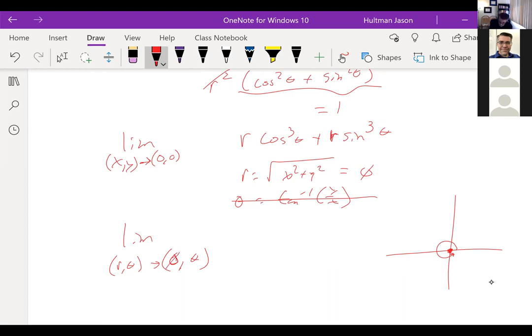So when I plug in 0 for r, this becomes cosine cubed theta plus 0 times sine cubed theta, which is 0. So the limit is 0 for that one.